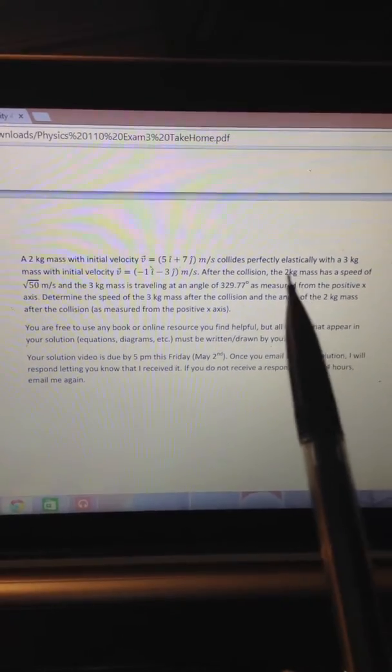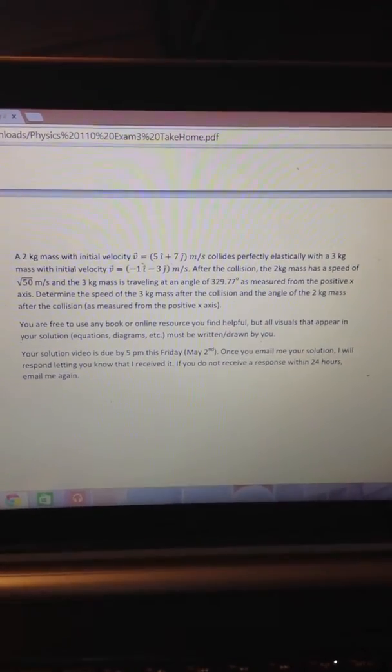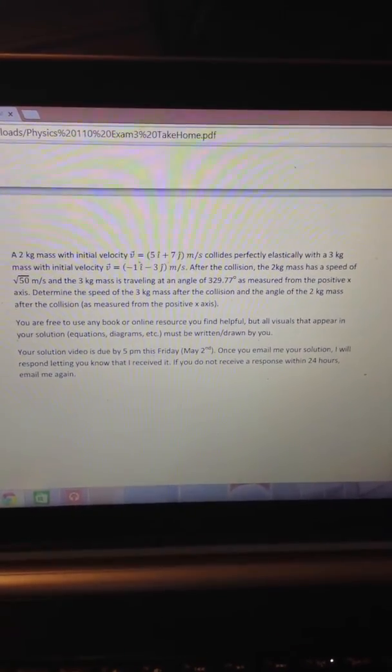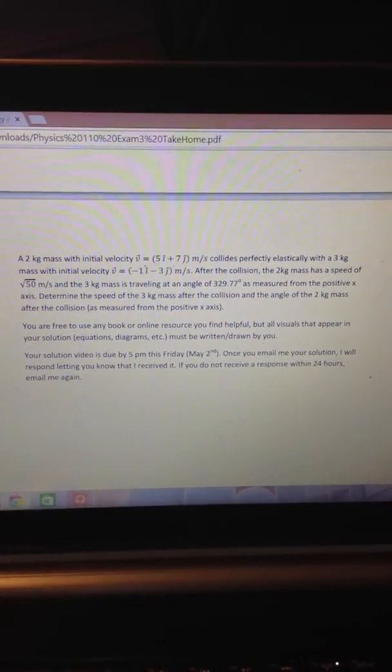So the first thing we do is state what the system is. My system is basically just the two masses colliding with each other. The question also states that the masses collide perfectly elastically. So what that tells me is that both the kinetic energy of the system and the momentum of the system are conserved. So this is how I did my problem.